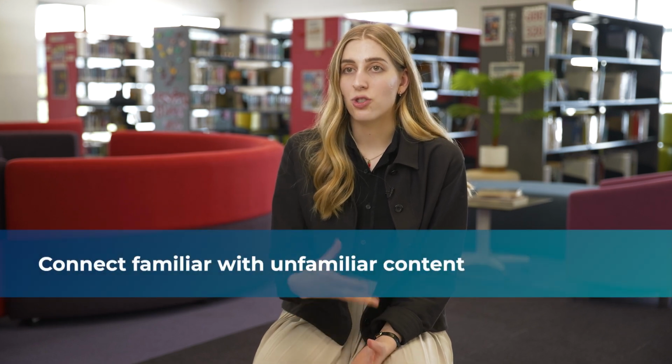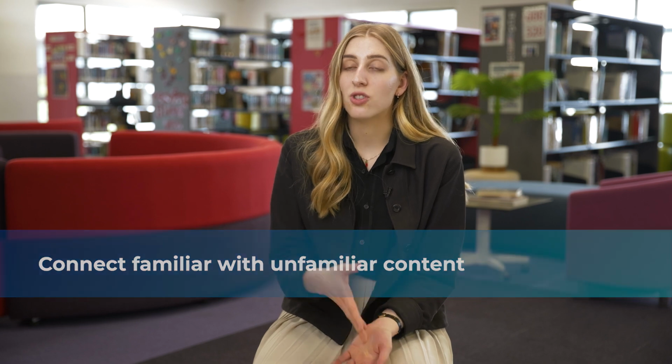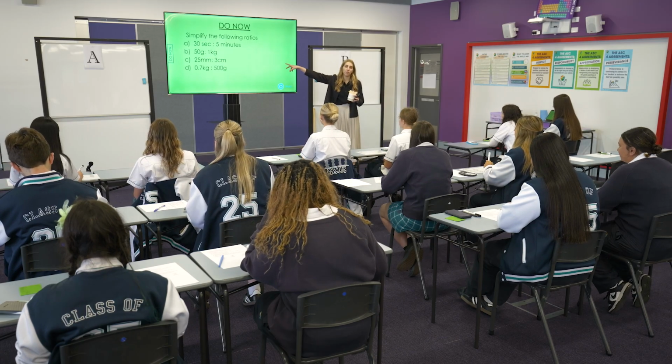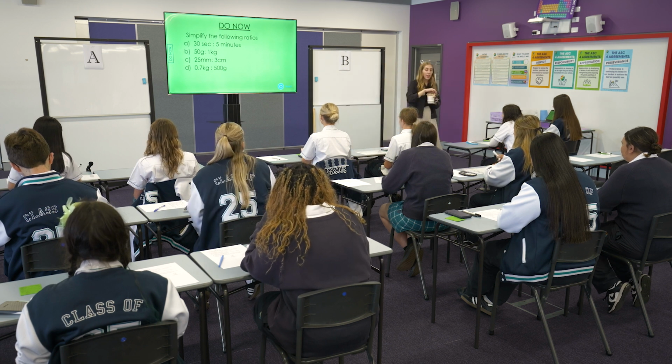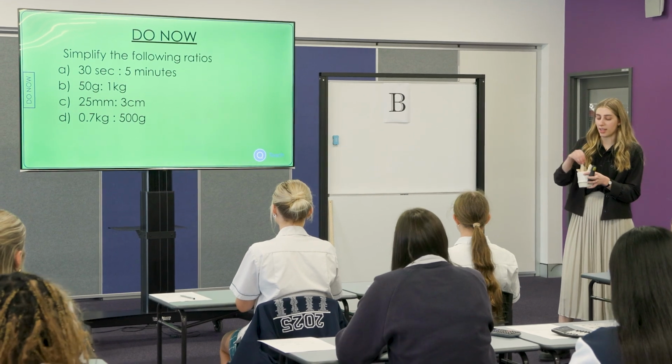Then when we go into our activate prior knowledge, it's usually a skill that they have recently learned, or prior knowledge that's useful for that lesson. So they know that it relates closely to rates, then they can make that connection to rates and unit pricing. So A, we've got 30 seconds into 5 minutes, so we need to change these to the same unit. If I changed 5 minutes into seconds, how many seconds would I get, please?